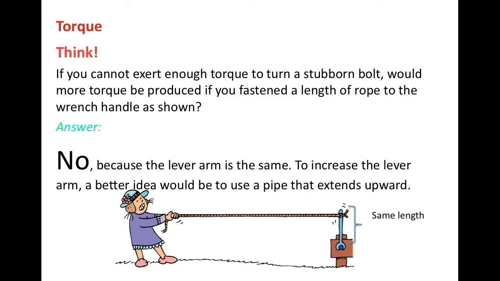The answer is no. You would not be producing more torque because the lever arm is exactly the same length, or the same height. To increase the lever arm, it would be better to use a pipe and put the pipe on the top up here and then pull from up top above the pipe. That would give you more leverage, that would create more torque, and that could possibly give you enough force to pull that bolt and make it loose.